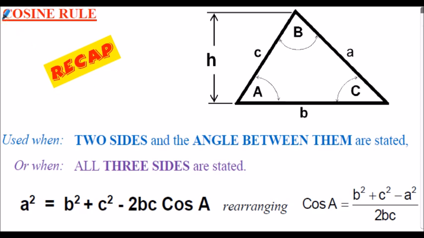Recap continued. This is now the cosine rule. I've shown it in this generic form of a squared equals b squared plus c squared minus 2bc multiplied by the cosine or cos of angle A. Again note, lowercase letters are the side lengths, uppercase letters the angles. I have also shown the rearranged form in terms of cos of A is equal to b squared plus c squared minus a squared, all divided by 2bc. Again, there's a separate presentation related to use of the cosine rule.